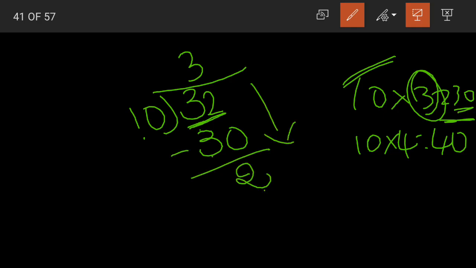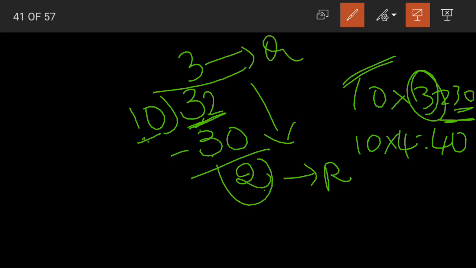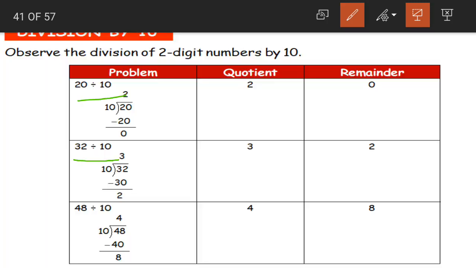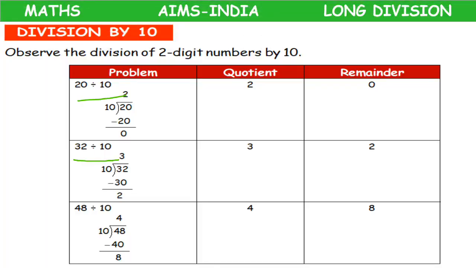Now we do not have any other digit to bring down and 2 is less than our divisor. So what does 2 become, children? 2 becomes our remainder, 3 becomes our quotient. From 32, see the 3 is our quotient, the digit in ones place is our remainder. What did we understand by this? That whenever we divide a number by 10, the digit in the ones place becomes its remainder and the remaining digits, to the left of the ones, become its quotient.